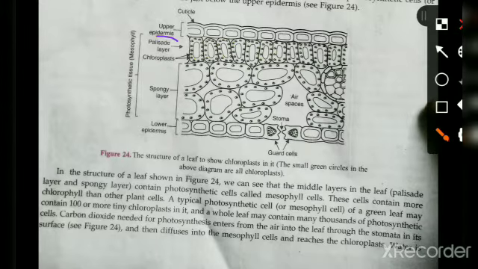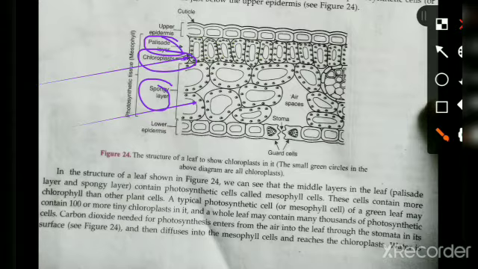first palisade and second spongy. Both palisade and spongy cells contain chloroplast. So this dotted structure which is present inside the cell is known as chloroplast. Chloroplast is present inside both cells, means palisade cells and also spongy cells. Inside the chloroplast, chlorophyll is present, and which is necessary for the process of photosynthesis.